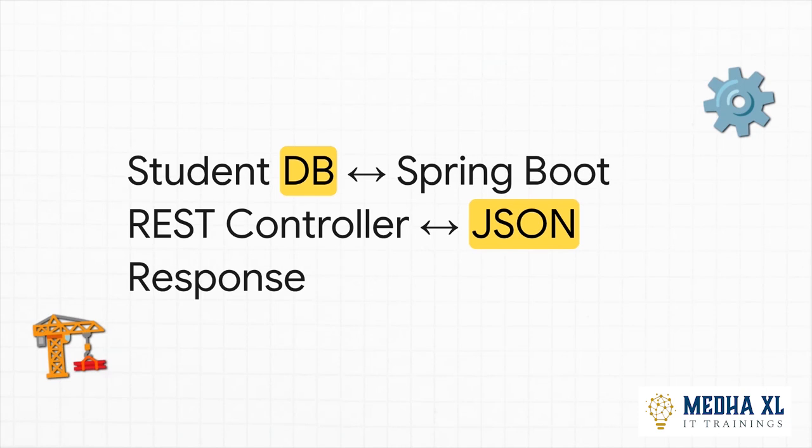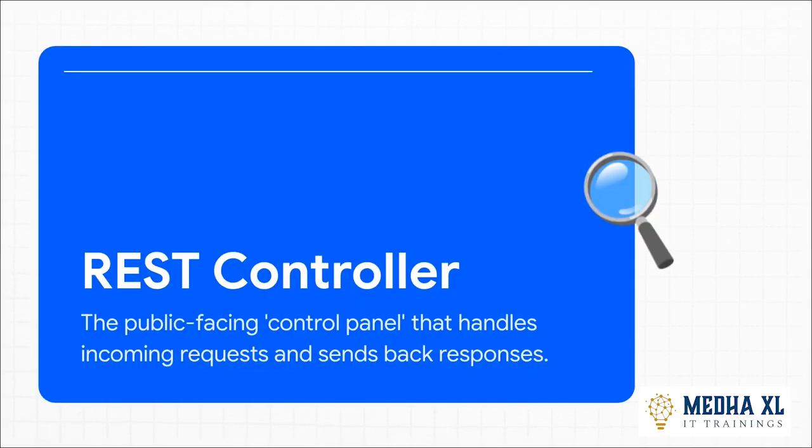And how do all the pieces fit together? And here it is. Believe it or not, this simple little diagram is our entire architecture. Over on the left, you've got the student database. That's where all our data lives. In the middle, the real brains of the operation, our Spring Boot REST controller. And on the right, the way it talks to the rest of the world, a JSON response. So the key takeaway is that our controller is kind of like the ultimate middleman between our data and the user.